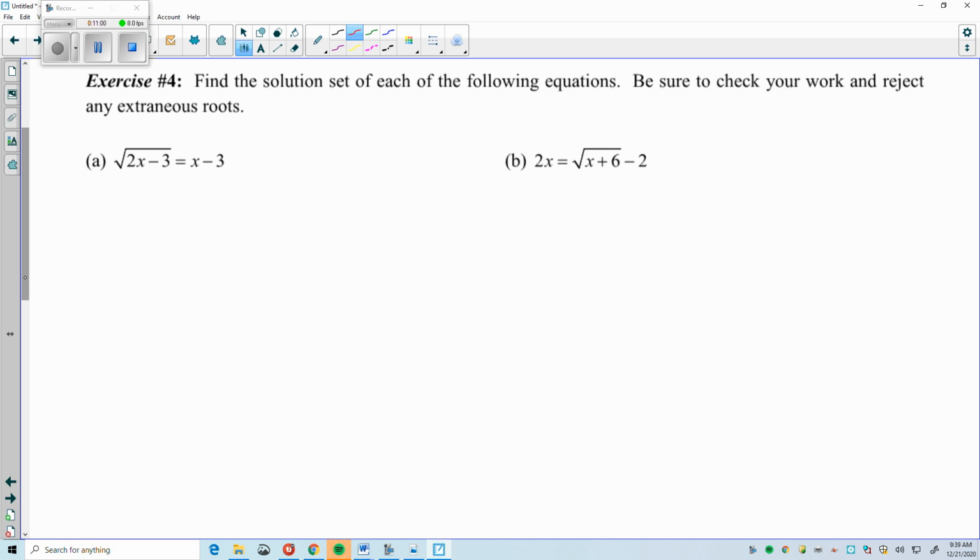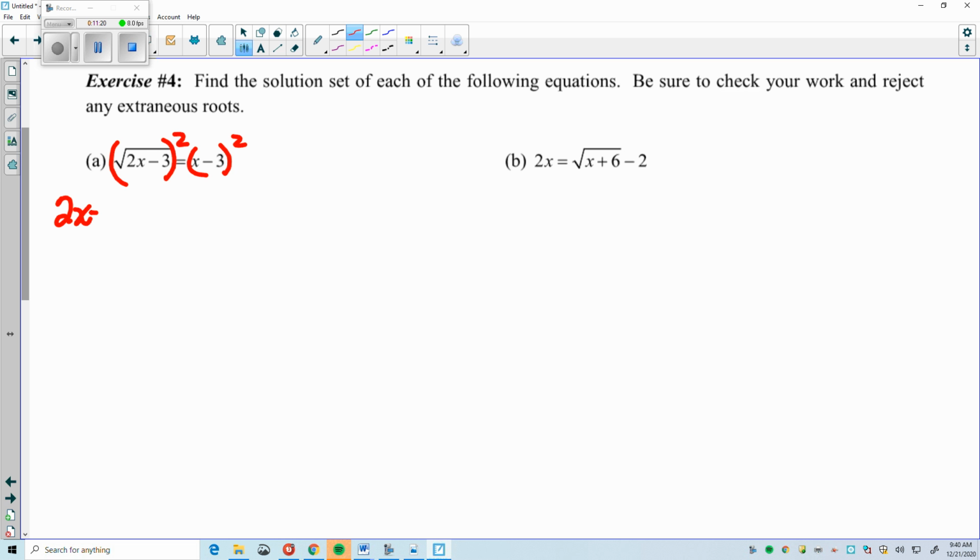Okay, so let's try number 4. And you can always check this graphically too, and then support it algebraically. It says we're going to find the solution of each of the following, and be sure to check our work and reject any extraneous roots. So number 1, we're going to solve this like we did at the beginning. We're going to square each side to get rid of the square root.